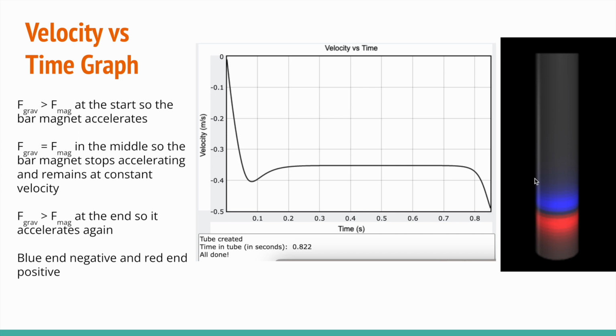And then this depiction here shows the 2 poles of the bar magnet, the blue end being the south pole, or the negative end, and the red end being the north pole, or the positive end. And we can see here that the time in the tube in the computational model was 0.822 seconds, which was less than the experimental average time.